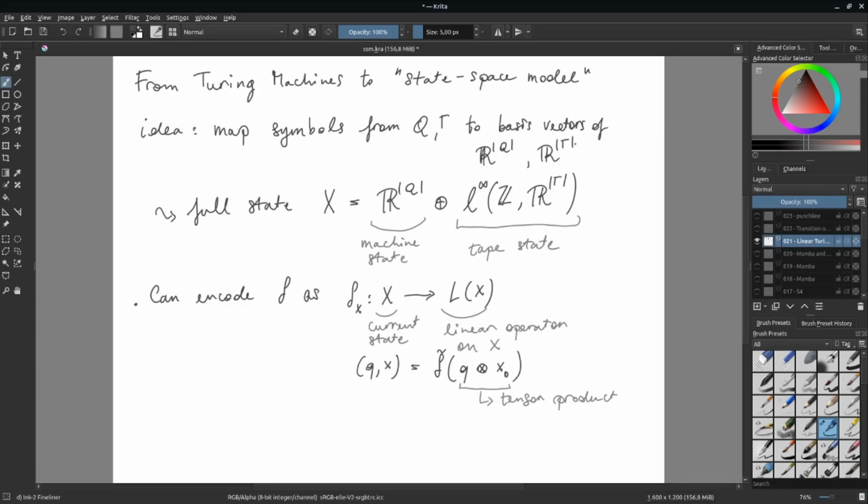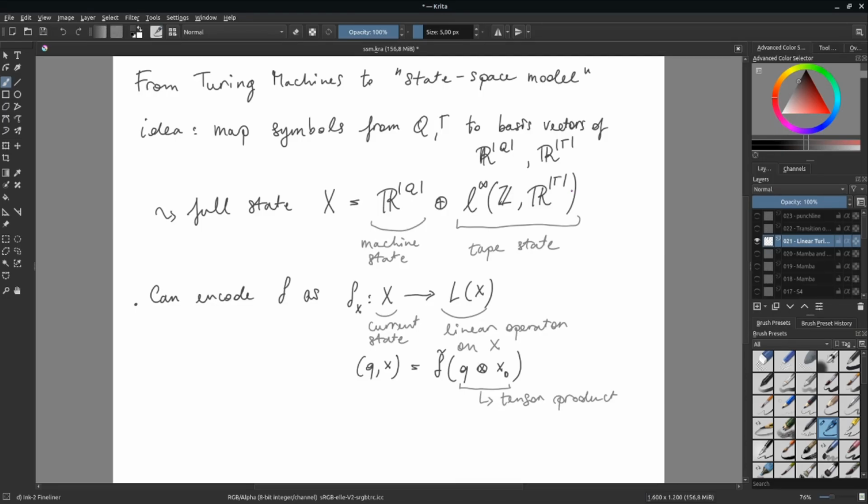And so now my full state is the state of the machine, which is a vector in R^Q, and the infinite tape, a sequence that goes to infinity on the left and to infinity on the right of vectors in R^Gamma. So that's this disgusting thing here. And now I can encode the operation of delta as a map that takes my current state and returns a linear operator that depends on my state, and then I apply that linear operator to get the new state.